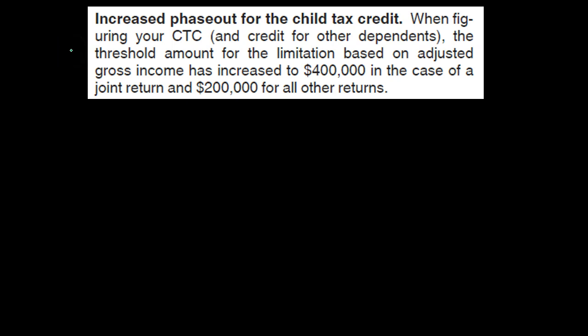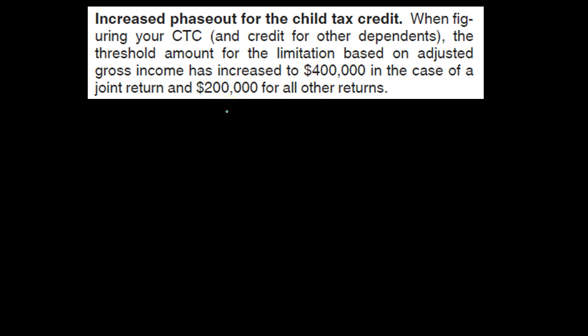Back to the text. When figuring your child tax credit and credit for other dependents, the threshold amount for the limitation based on adjusted gross income has increased to $400,000 in the case of a joint return and $200,000 for all other returns. So that's pretty high. So if we're a joint, in other words, if we're having a married return, basically the income of our return has to be $400,000 before we start losing the child tax credit. That's pretty significant. And therefore, we're likely to get the child tax credit.